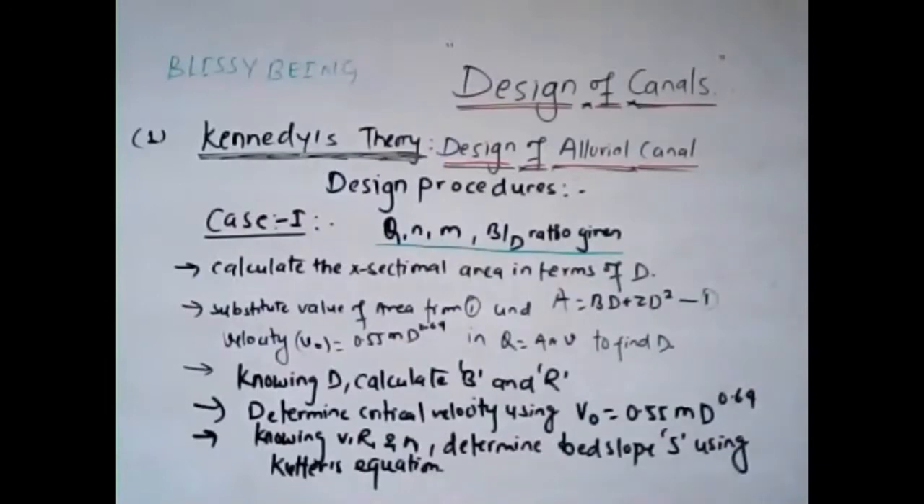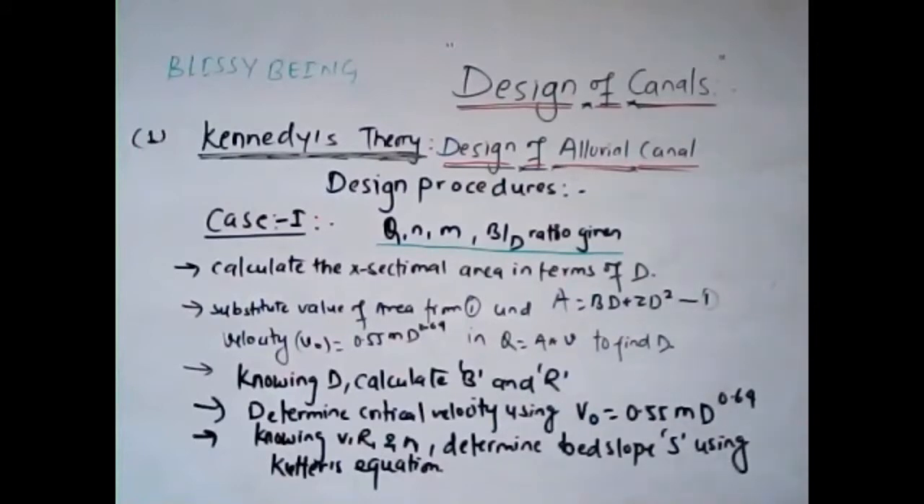Now in Kennedy's theory design procedures, we have two design cases. In case one, when the discharge, the rugosity constant, the critical velocity ratio m, and the bed width to depth ratio are given, then you need to design the canal by Kennedy's theory. For that, you need to calculate the cross-sectional area in terms of D first.